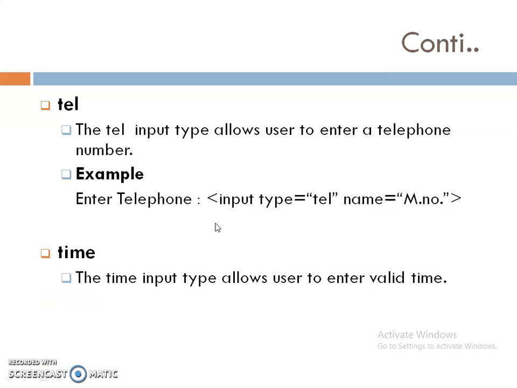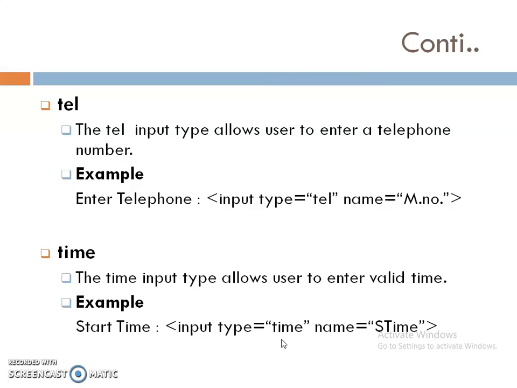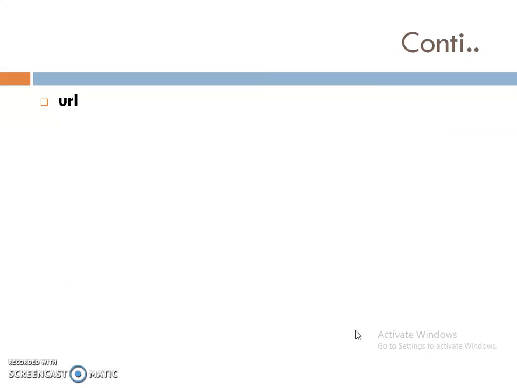Time: it allows the user to enter a valid time. For example, input type is equal to time, and this is our user defined name for the particular field.